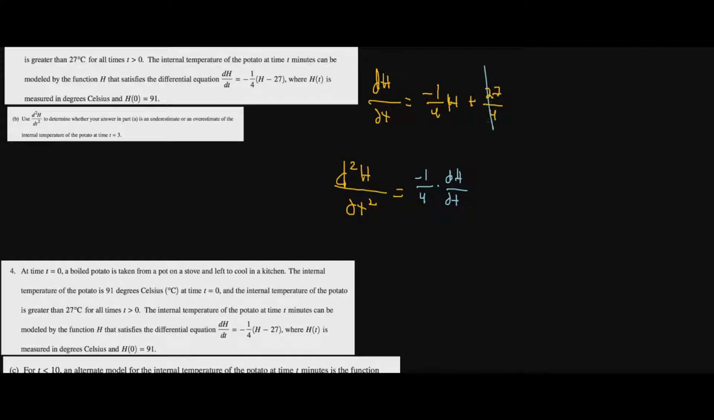Derivative of 27 over 4 gone. It's just a number. We already know dH over dt is given to us by this. So this becomes negative 1/4 times negative 1/4 h minus 27, which is going to become positive 1 over 16 h minus 27. Very good. So there it is. We got a point for taking the derivative there, but now it wants us to figure out whether our answer in part A is an underestimate or an overestimate of the internal temperature.